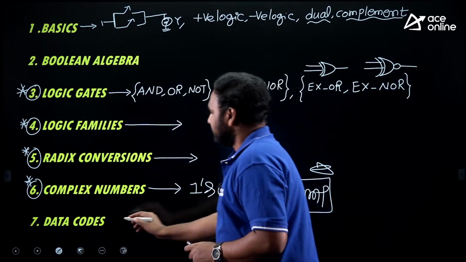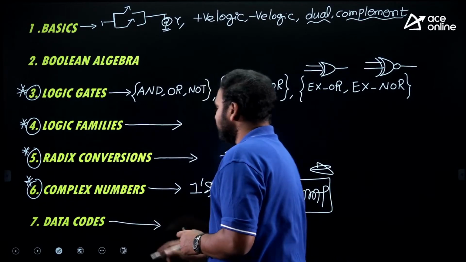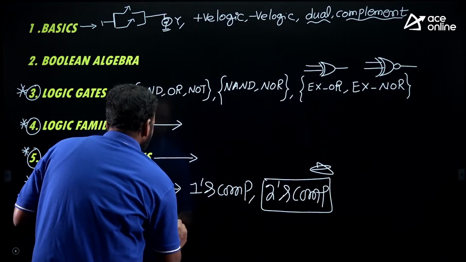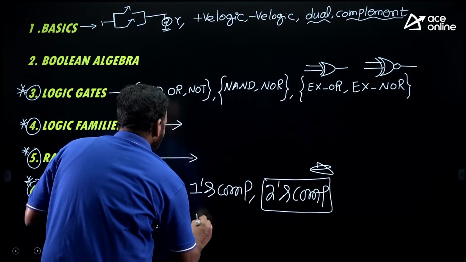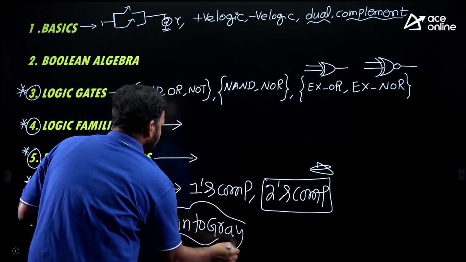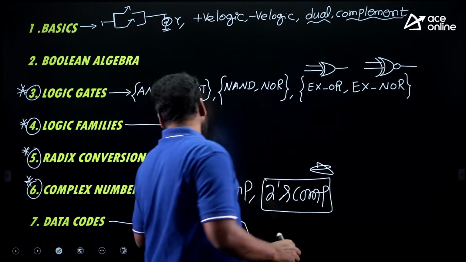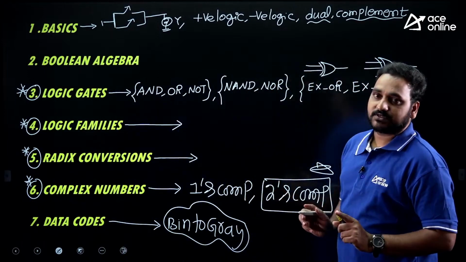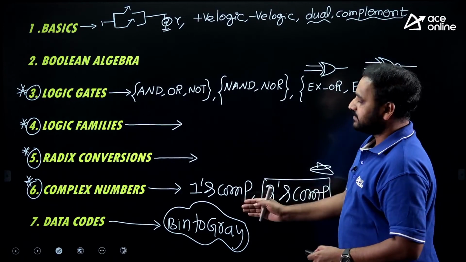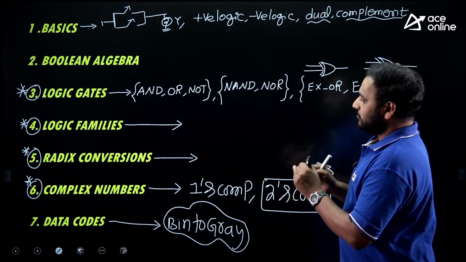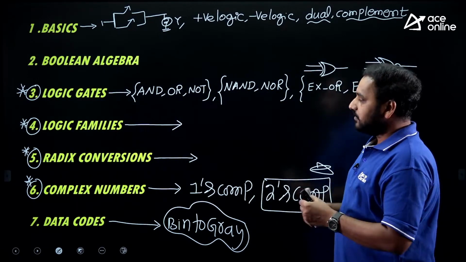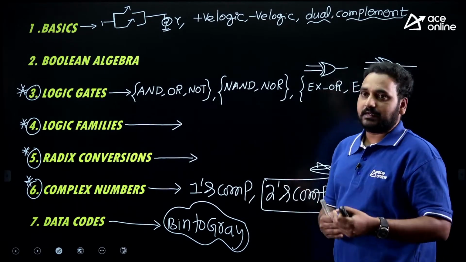And next, data codes. In the data codes, mainly they are focusing on binary to gray and gray to binary conversions. Only they are focusing on binary to gray and gray to binary conversions. Because these questions are found, that is the reason I am highlighting these things. You had better know something more about these particular subtopics. If you learn more, no doubt you can do well.